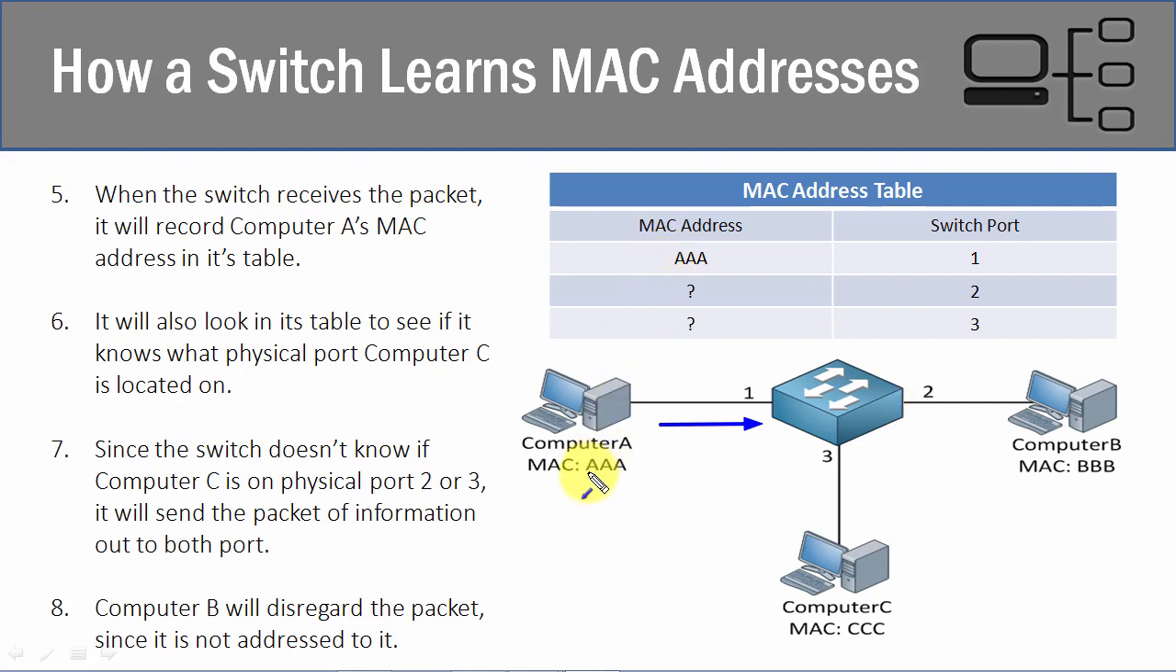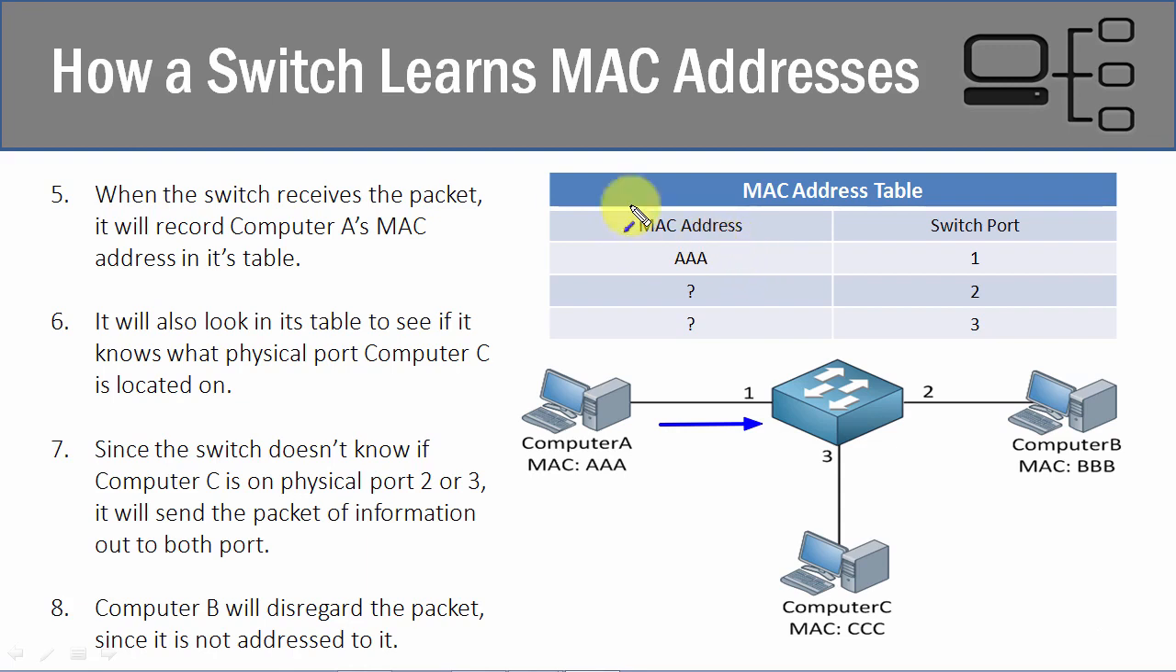Now it does know, however, because computer A sent it a request that came from port 1, it now knows that the computer on port 1 is going to be computer A with the MAC address of AAA. And so it's going to go ahead and record that in this table here. This is a simplified table to show you how this works. Also, these are not real MAC addresses. Remember in the previous lecture, a MAC address is hexadecimal, and it looks nothing like this. I'm just using these very simple ones for the sake of space on the screen and to make the explanation much more simplified.